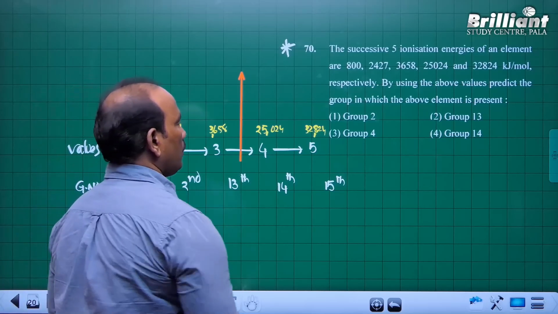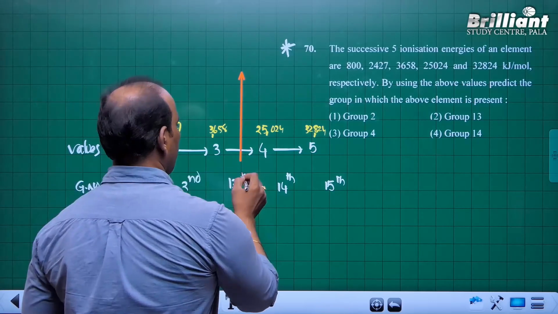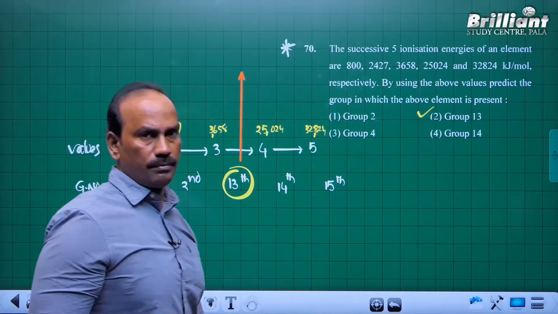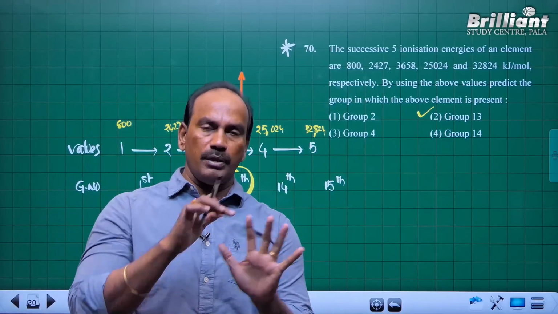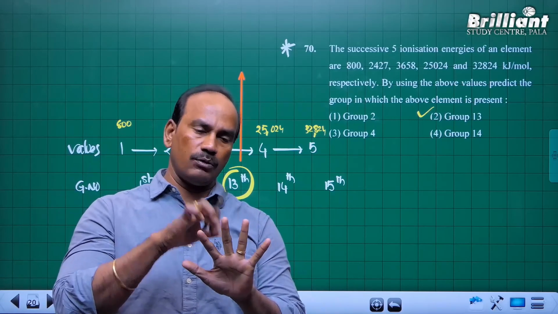Now, what is this one? This is a 13th group element. This is the option. Clear? The sudden jump between 1 and 2 is the first group. The second and third is the second group. Okay.